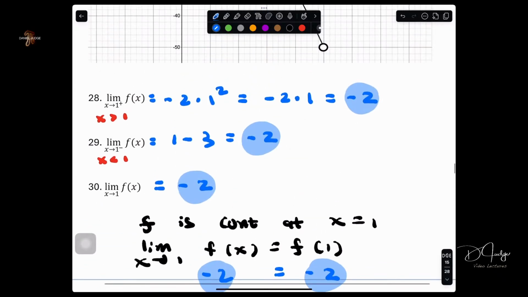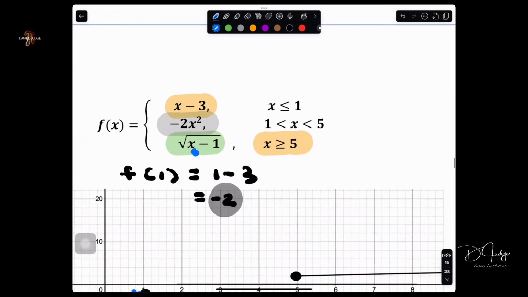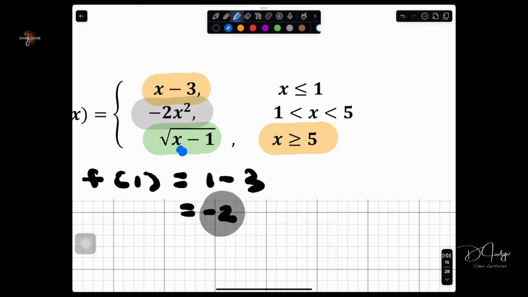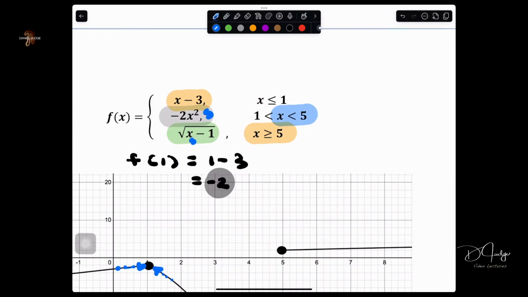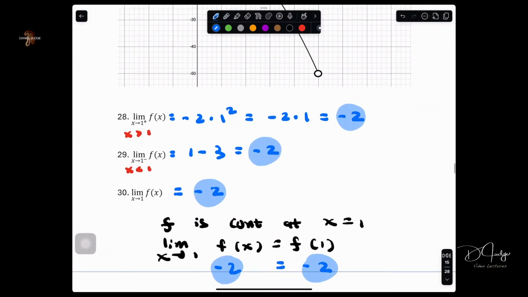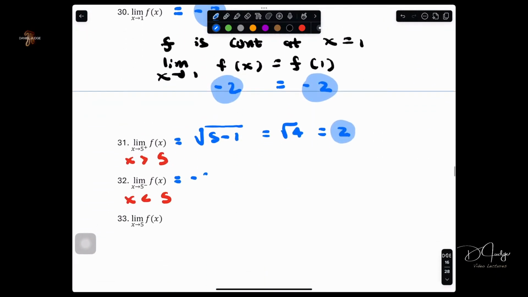Similarly, when x is smaller than 5, what do I use? You're going to use the middle piece, for x less than 5. So you're going to plug in 5 for x over here. And that'll be negative 2 times 5 squared. Negative 2 times 5 squared is negative 2 times 25, which is negative 50.